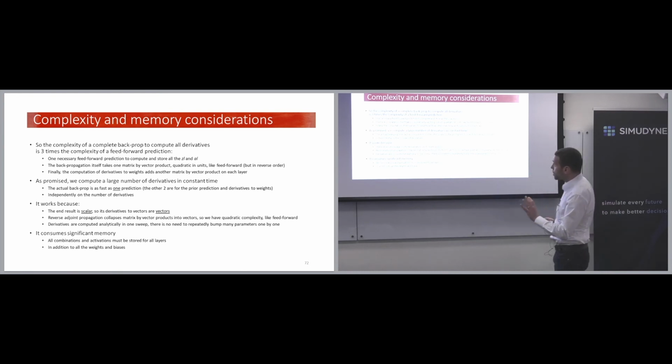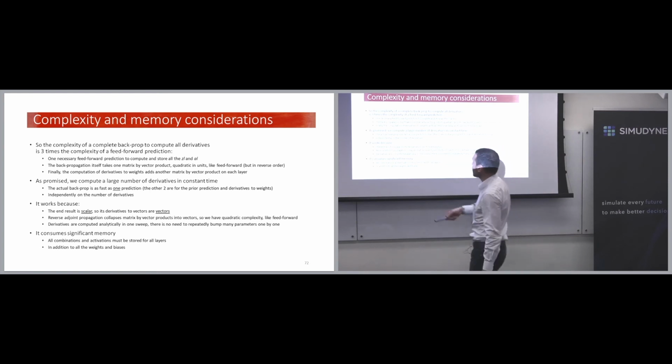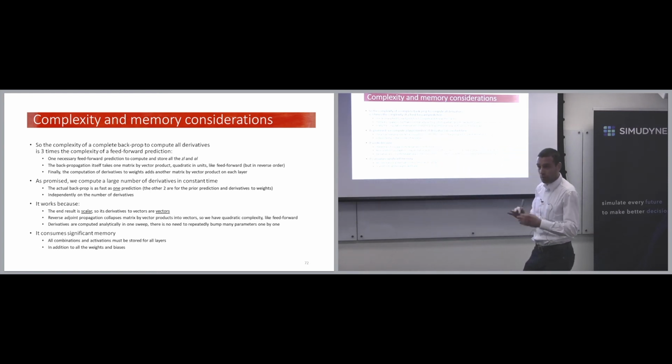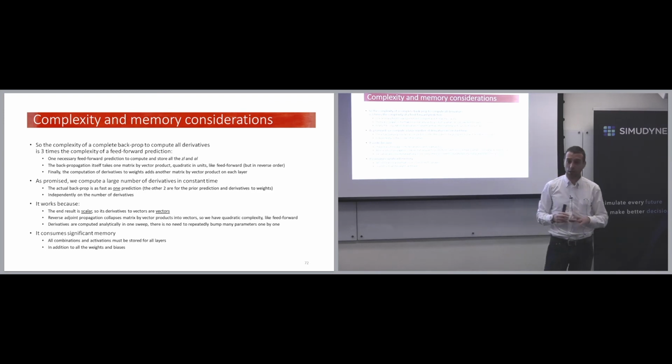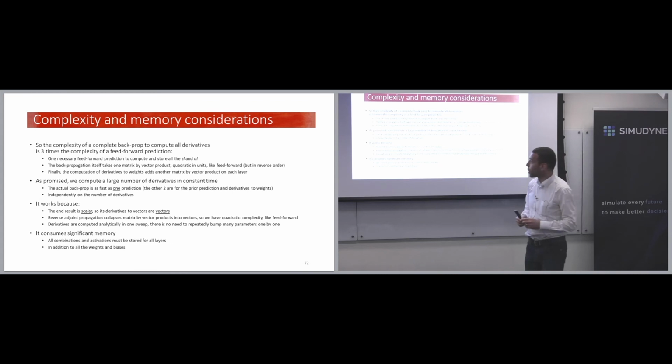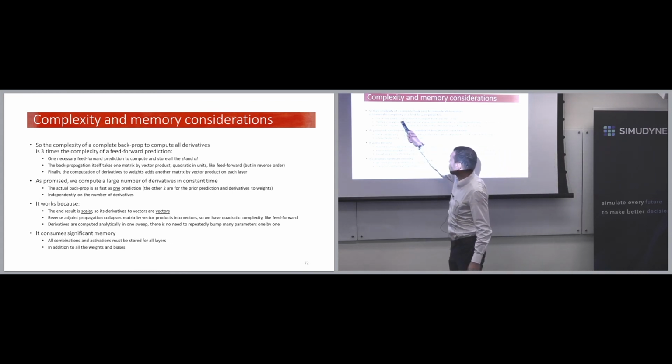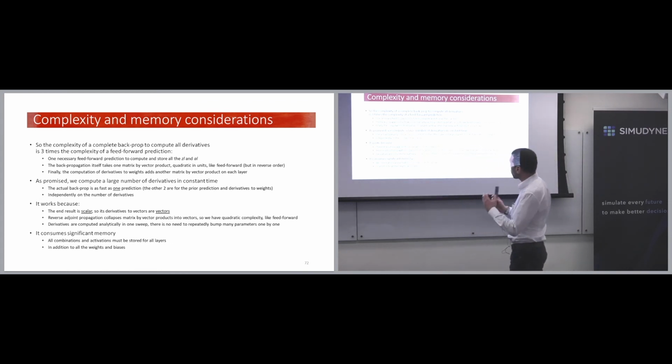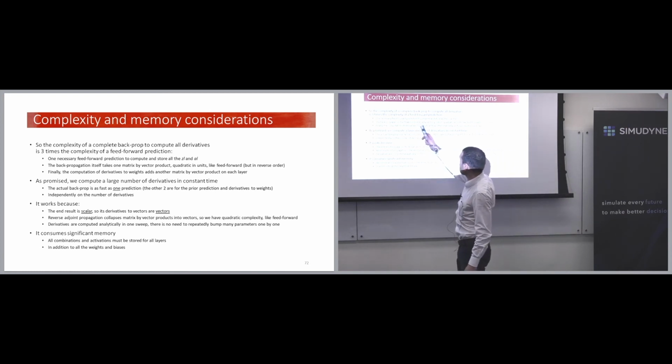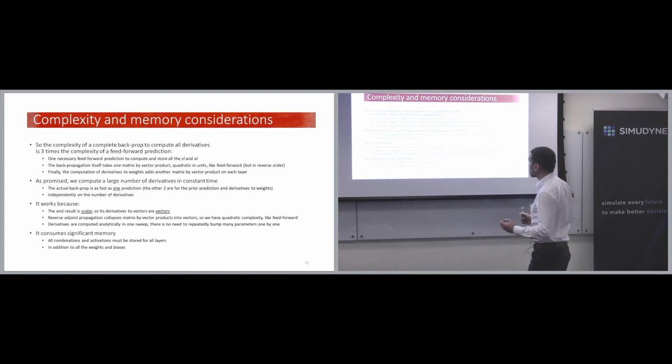Then the backpropagation itself, interestingly, takes only one matrix by vector product. So the core of the algorithm for backpropagation itself is actually 1 times a prediction, not even 3 times, right? You have 1 because you need to run a feed-forward prediction and store all the intermediate results before. Then the backpropagation is 1 matrix by vector product, 1 quadratic operation per layer.